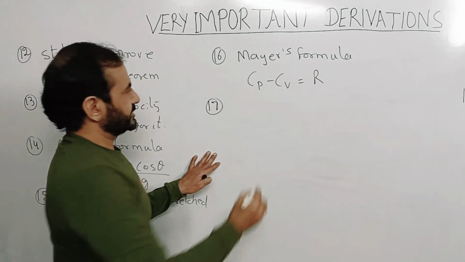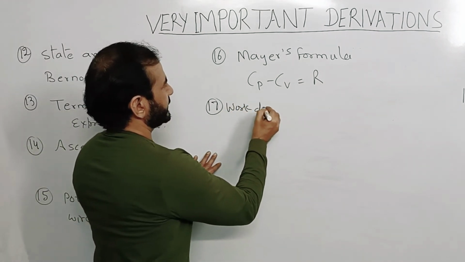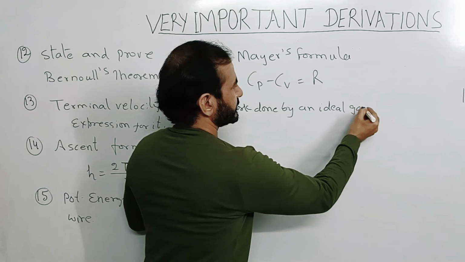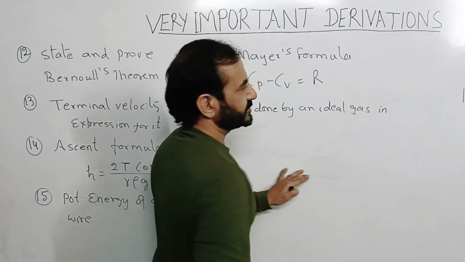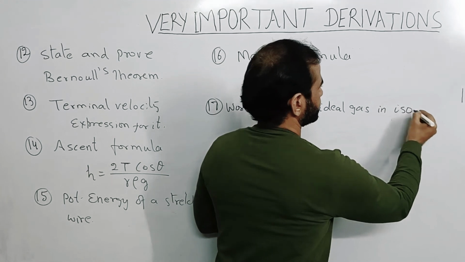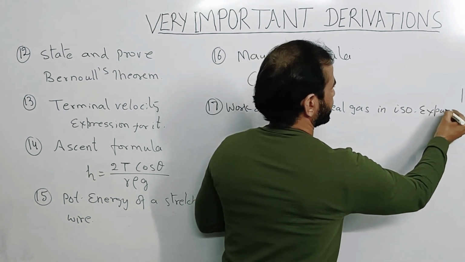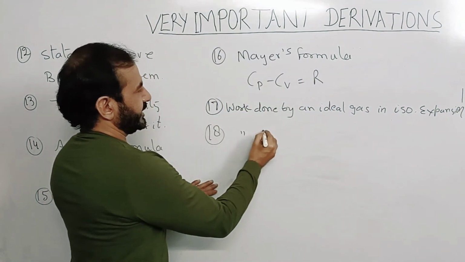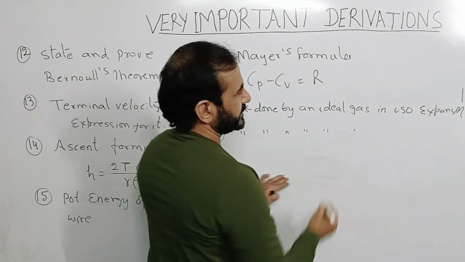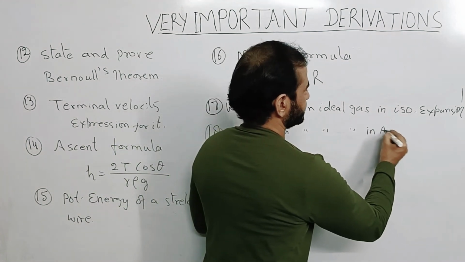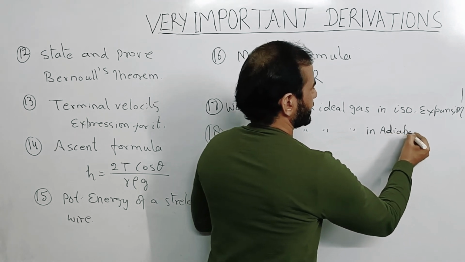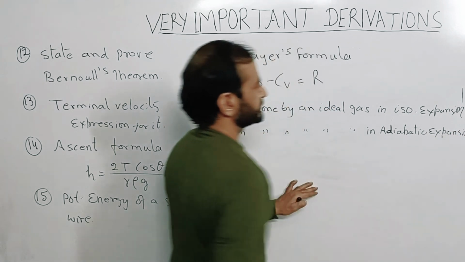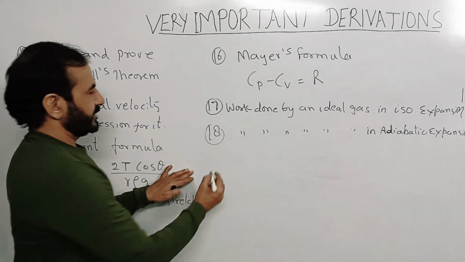Work done by an ideal gas in isothermal expansion. Isothermal expansion. Next, work done by an ideal gas in adiabatic expansion. Adiabatic expansion. Both are important. Okay.